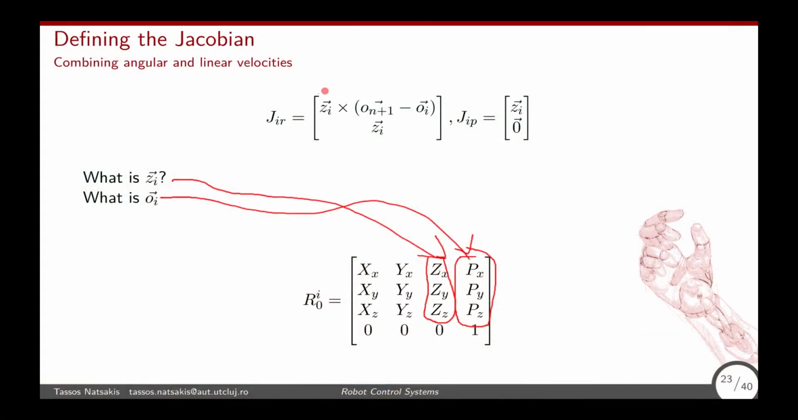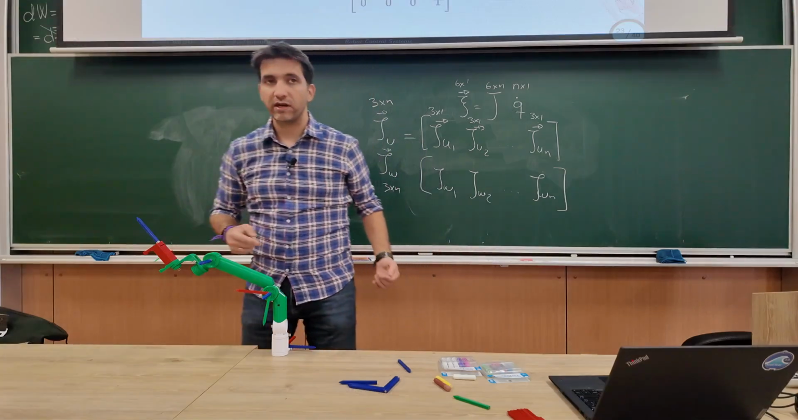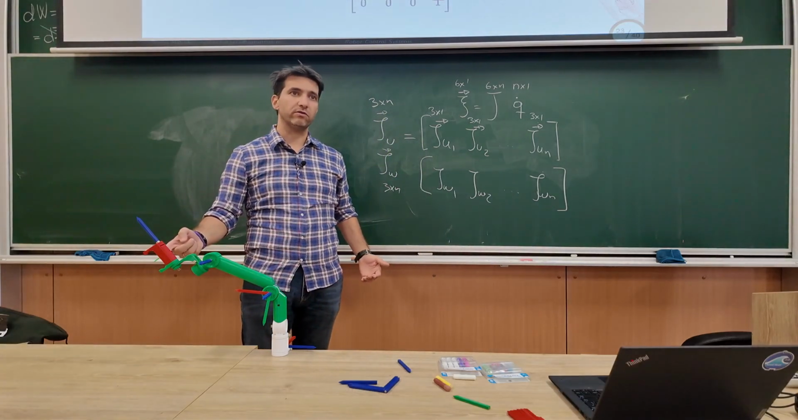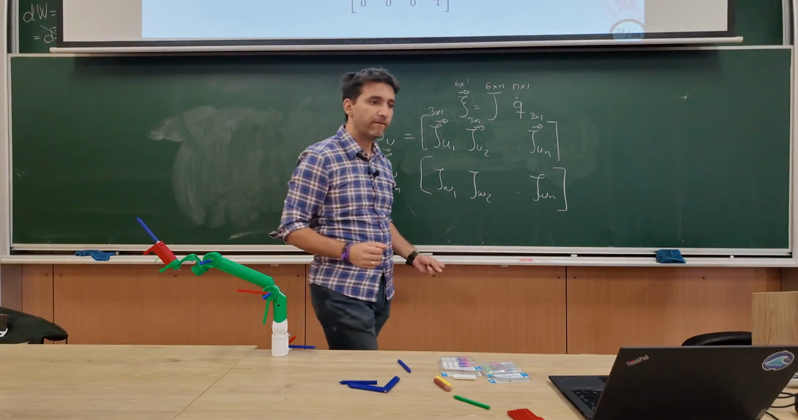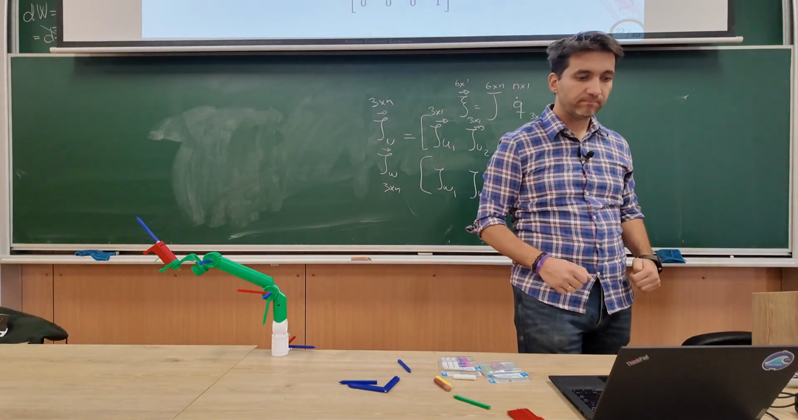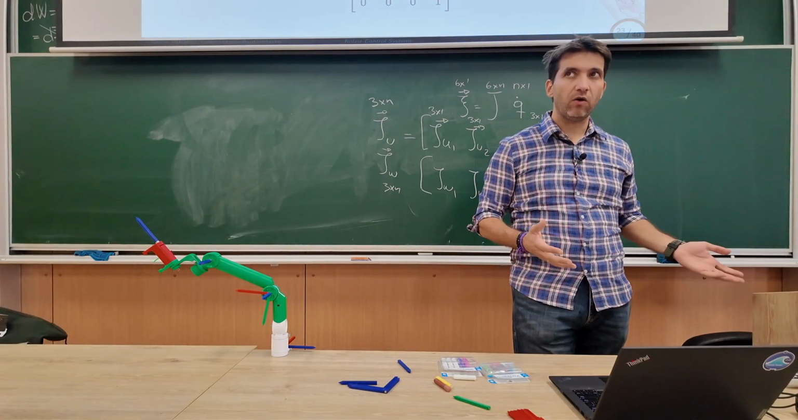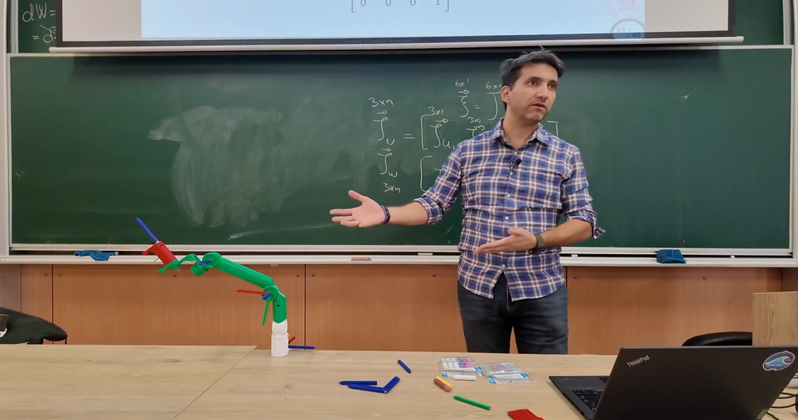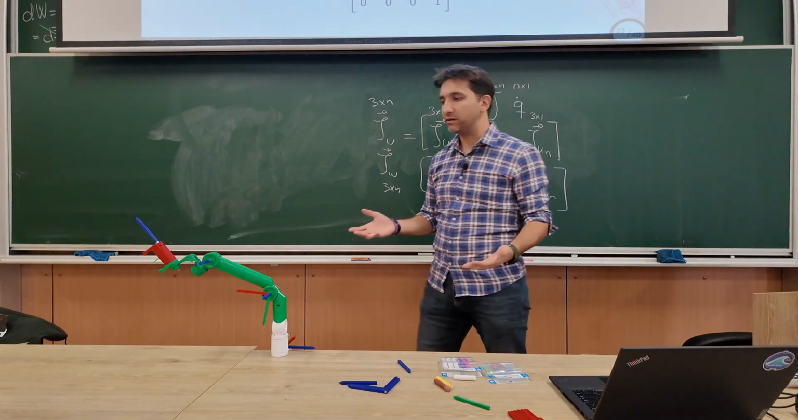So basically I know what is Zi, which I needed in three places. I know what is Oi. What is this On plus 1? The position of the end effector. So I have to do the forward kinematics until the end effector. And that's it. Right? Good. So I know everything I need to know in order to calculate the Jacobian. It's basically geometry in the end.